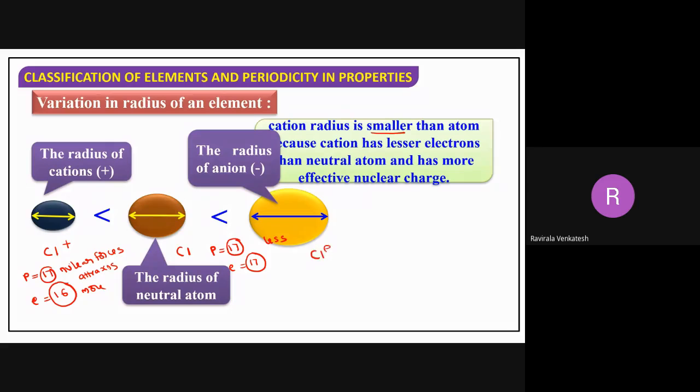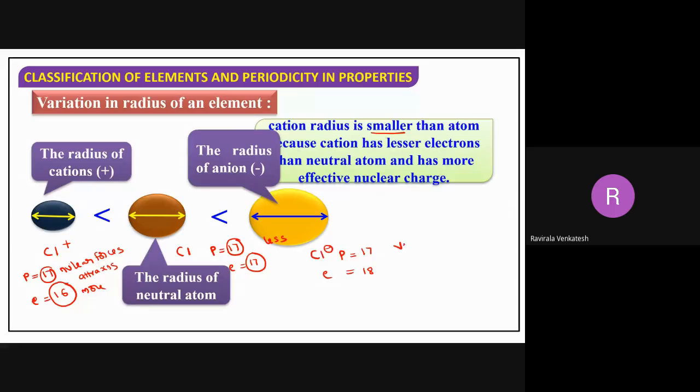Now tell me the nuclear charge here. What is the nuclear charge here? 17. Again 17 only. Now electrons will be here? 18. Now electrons are increased here. Now tell me, when electrons are more, what happens now here? Protons are unable to attract strongly. So in that case, what happened? Nuclear force of attraction further decreases.